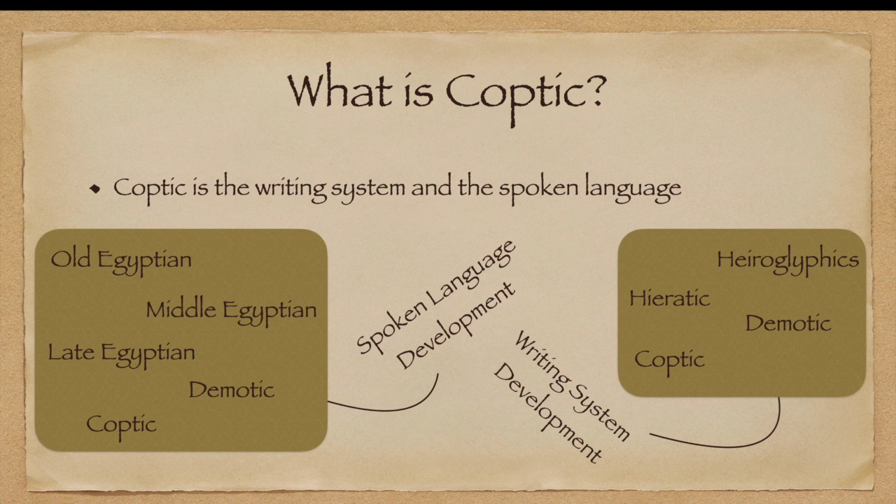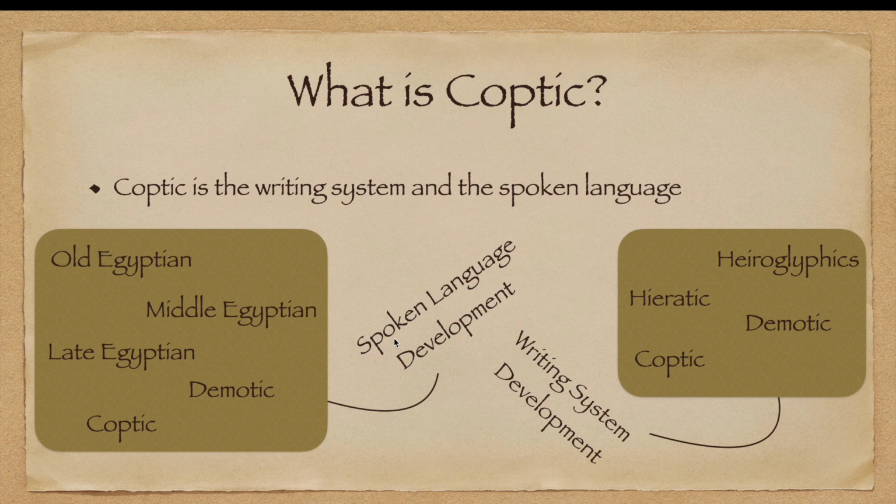Okay, so first, what is Coptic, right? So Coptic refers to both the writing system that's used, which is what most people think of, as well as the spoken language, or at least the writing system is what I usually think of. I don't know about most people, but yeah. But Coptic is both. It's the writing system and the spoken language.